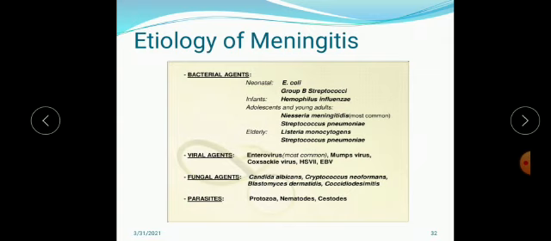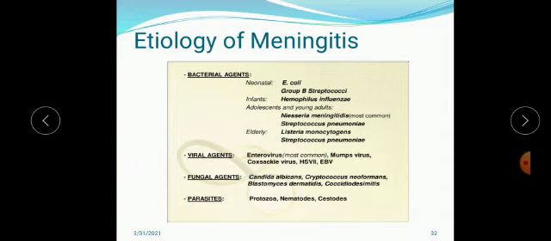Among bacterial agents, in neonates E. coli and group B streptococci are the most common. In infants, Haemophilus influenzae is most common. In adolescents and young adults, Neisseria meningitidis is most common, followed by Streptococcus pneumoniae. In the elderly, Listeria monocytogenes and Streptococcus pneumoniae are most commonly responsible for bacterial meningitis.